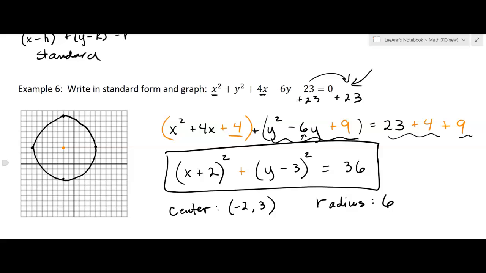And then it's a big circle, but I'll try. I usually have better luck drawing the smaller circles. Okay, but there's the graph. If they want to know the center and the radius, we've got that too.